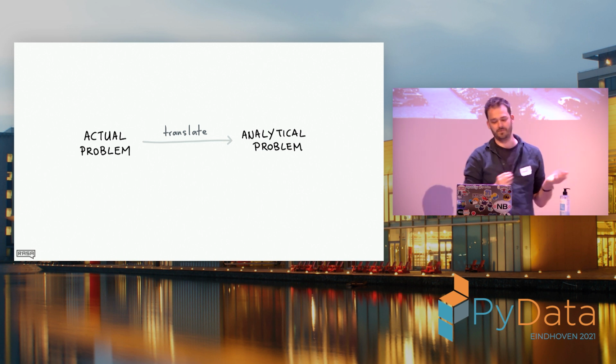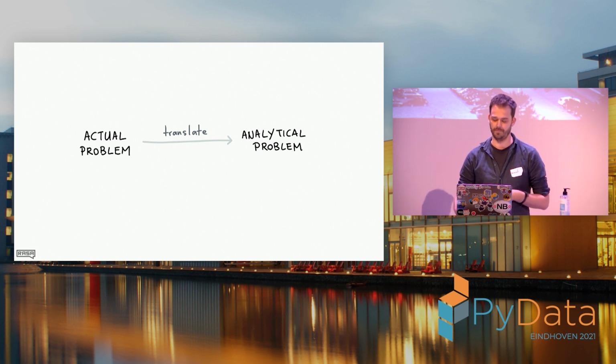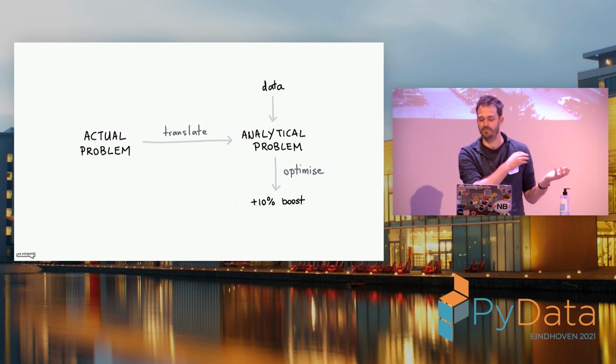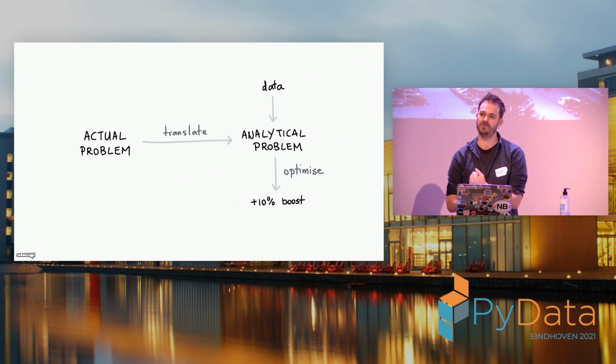And then the very common question is something like, well, we have an actual problem. We will turn that into an analytical problem. We add a little bit of data into the mix. Maybe we do some stuff with algorithms, right? And then we have this analytical problem, and we can say we have a 10% boost. Yay, we're doing the good thing. We're solving an issue here.